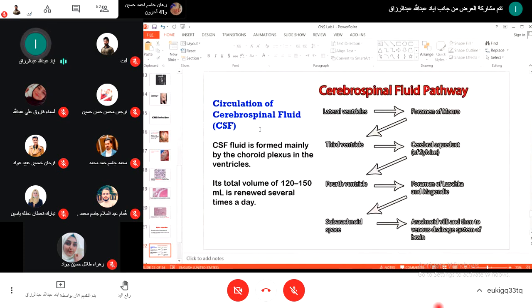طبعا انت ممكن اذا عندك طريقه اخرى to memorize the CSF circulation ماكو مشكله. يعني انت احفظ السيركوليشن بالطريقه اللي تناسبك. انا شفت هذه simple diagram حتى تتذكر السيركوليشن.